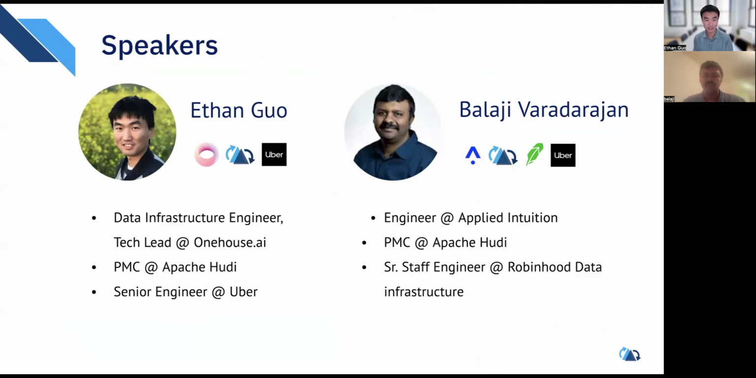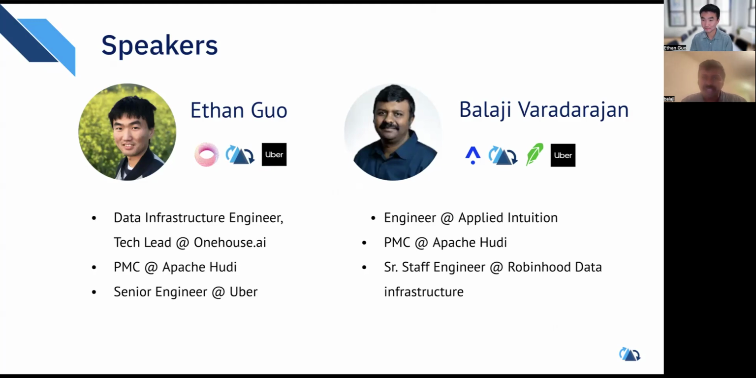So first, a bit about ourselves. I'm Ethan. I'm currently a data infra engineer and tech lead at Onehouse. I'm driving key initiatives around transaction management, performance improvements, engine integrations with Spark, Flink, Presto, and Trino. I'm also an Apache Hudi PMC member and committer. Before joining Onehouse, I was a senior engineer at Uber, working on large-scale mobile networking and data problems.